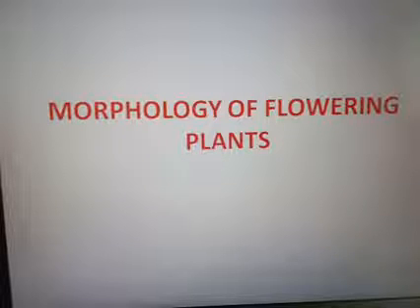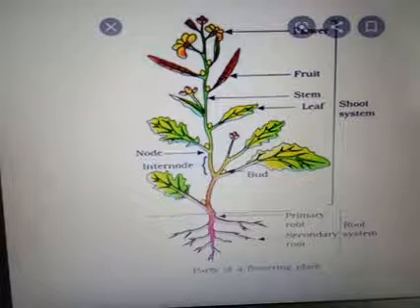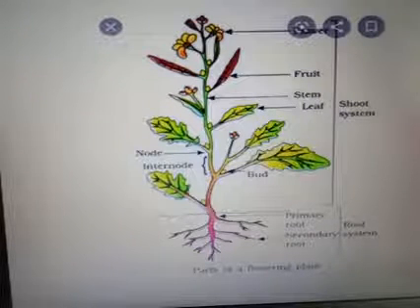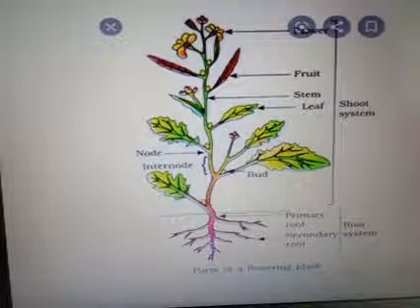So here morphology is a branch of botany which deals with the study of external form and the structure of plants. What is morphology? The study of the external form and the structure of plants. The flowering plants have root, stem, leaves, then the bud, flower. All these are the main morphological features.